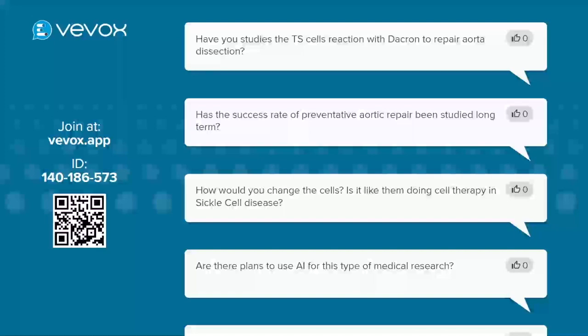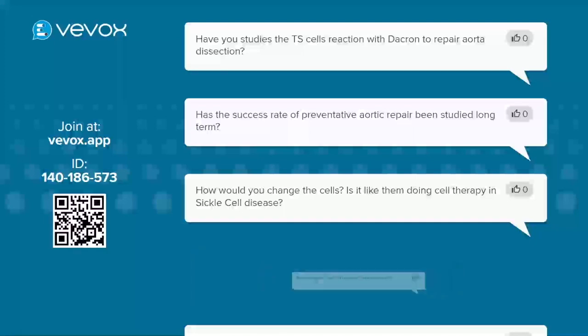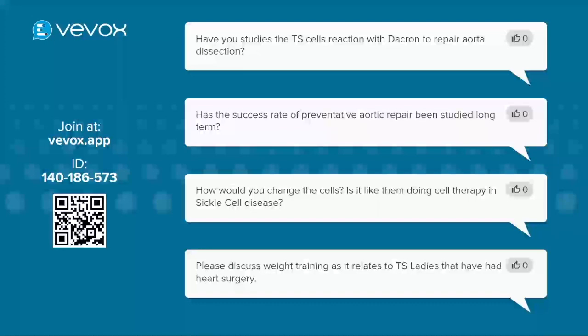Are there plans to use AI for this type of research? We actually are using AI to help us figure out the best way to monitor the cells. We have thousands of cells, and we want the computer to be able to track them so that we can understand how they're behaving. And AI is useful for that because the computer can learn how to do it better on its own.